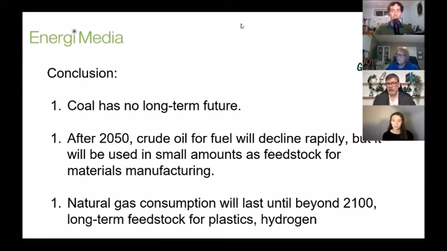And natural gas will be around for a long time, as a feedstock for plastics and hydrogen, as well as prized for its lower carbon intensity. So to sum all of that up, coal has no future, oil has some future, and natural gas has the most future in a low carbon economy.